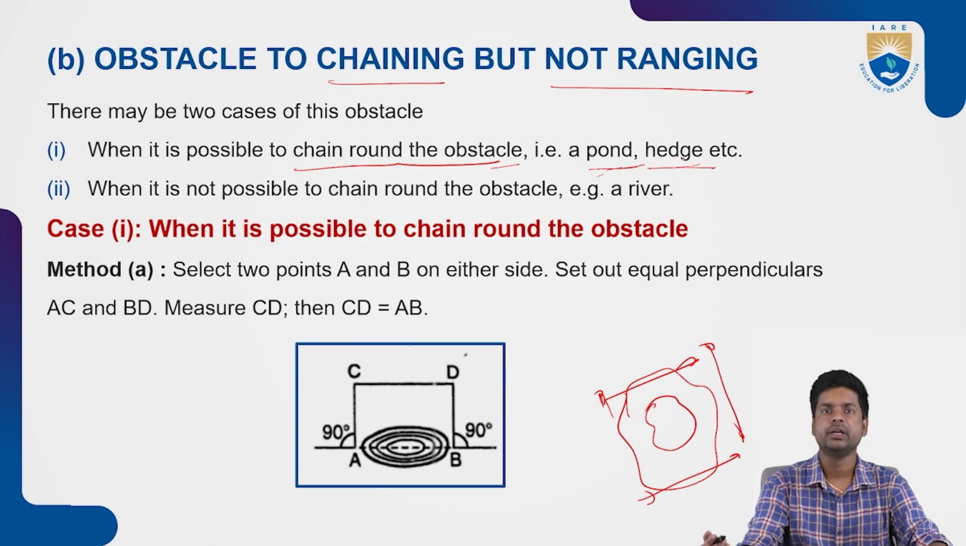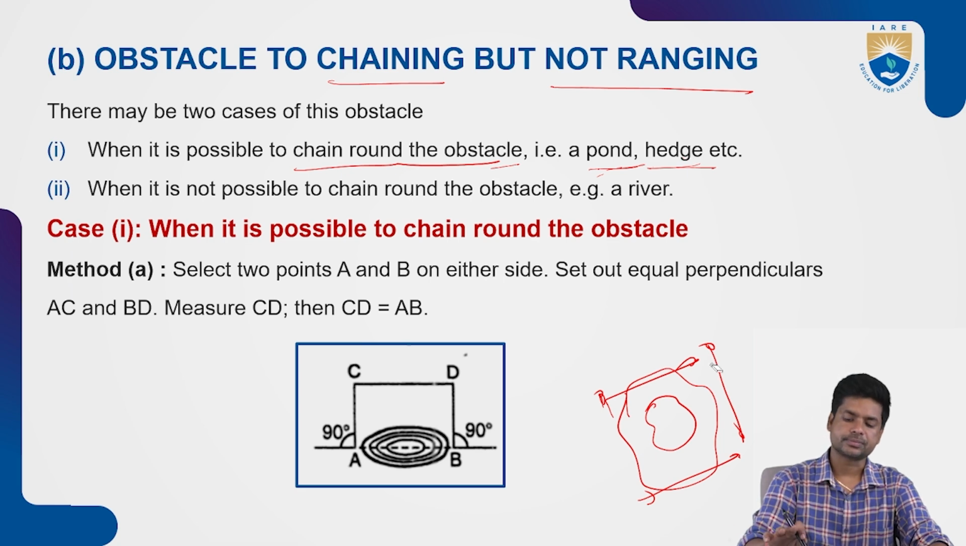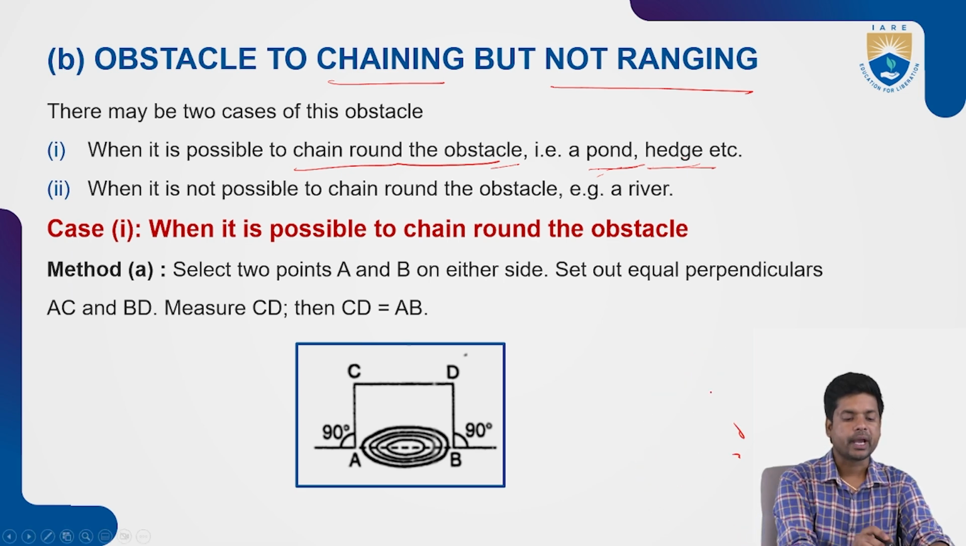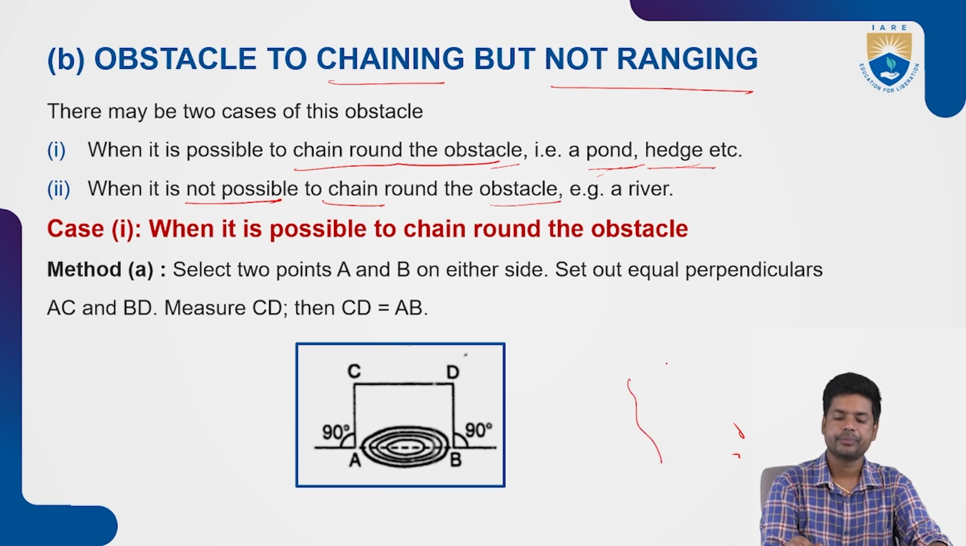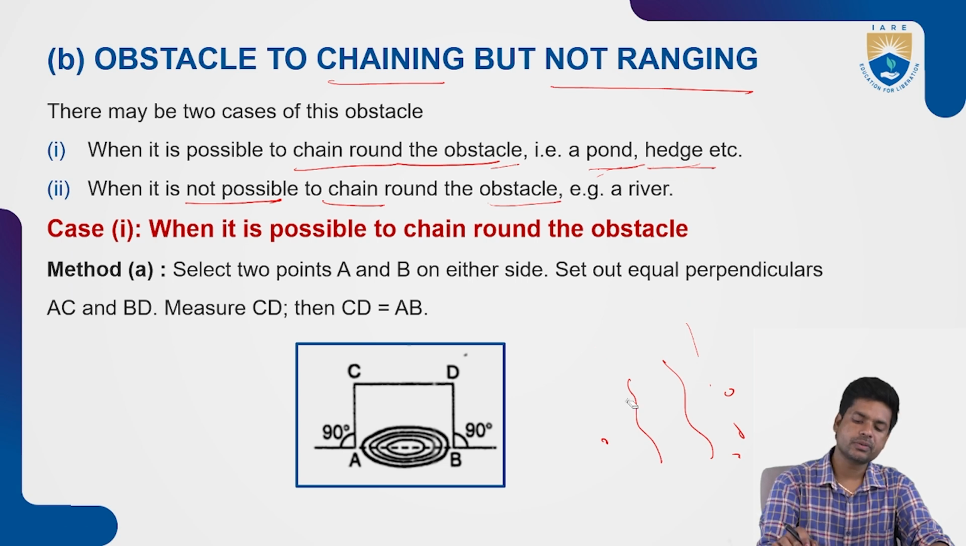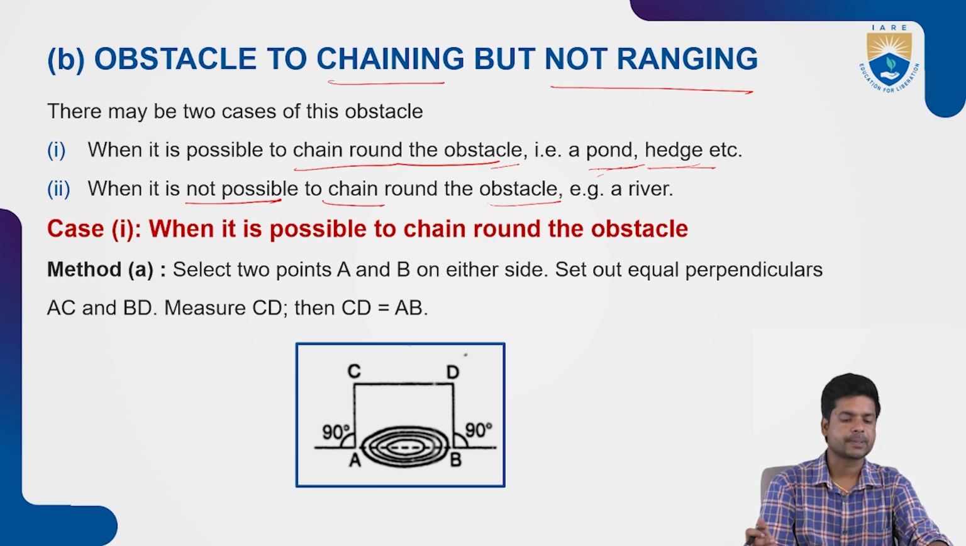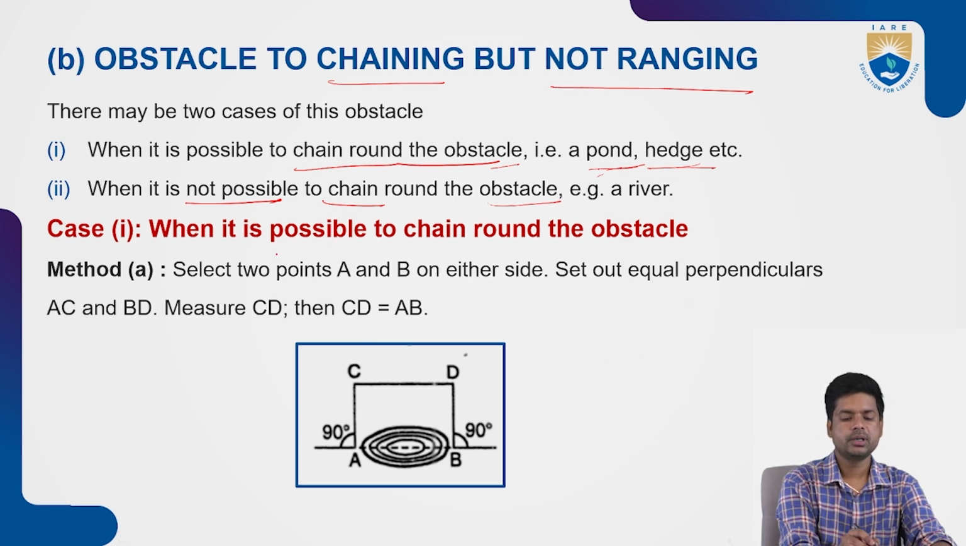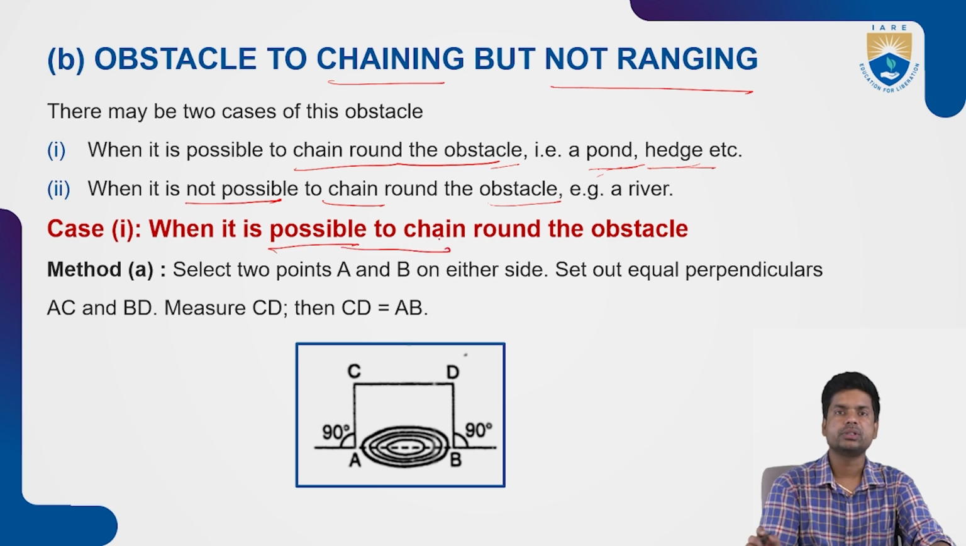Hedge is nothing but a fence or any boundary. And one more case is when it is not possible to chain round the obstacle. Suppose you have an obstacle like a lake. Here you cannot place the chain because the lake will have more length. This is another case. First we will discuss the first case, that is when it is possible to chain round the obstacle.